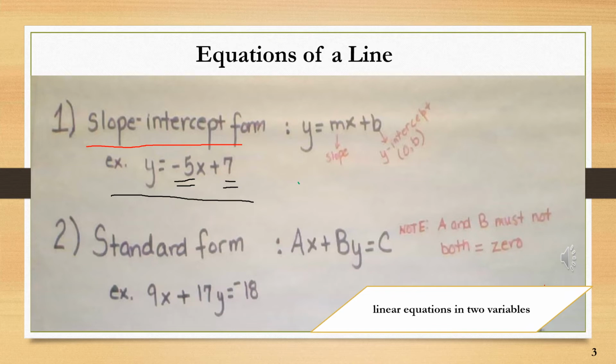And then you have the standard form. The standard form is ax plus by equals c. C is a constant that always stays the same. The standard form in this example is 9x plus 17y equals negative 18. The one thing you can remember here is that both a and b can never be 0, but you don't have to worry about that until you get to the horizontal and vertical lines. So these are linear equations in two variables.